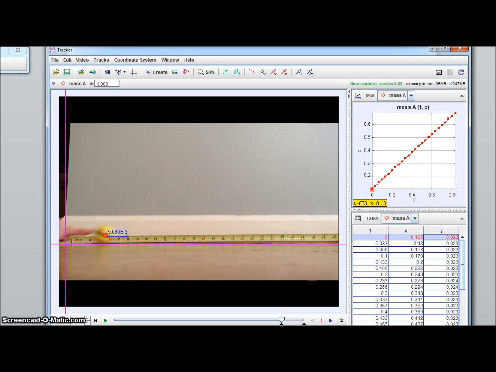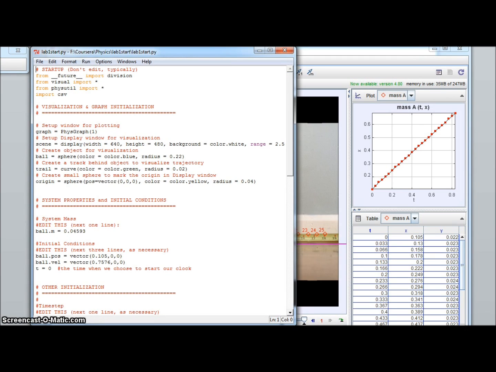I then pushed the ball to get the system in motion and created the data points as shown in the table to extract the object's position. Using VPython, I adapted the code given to edit ball.m, which is the mass of the golf ball, to be equal to 0.04593. I also adapted the ball.pos variable, where the initial position of the ball in the x-coordinate is 0.105 meters. The y and z coordinates of this vector remain 0 as the ball has no initial position in the y or z direction.